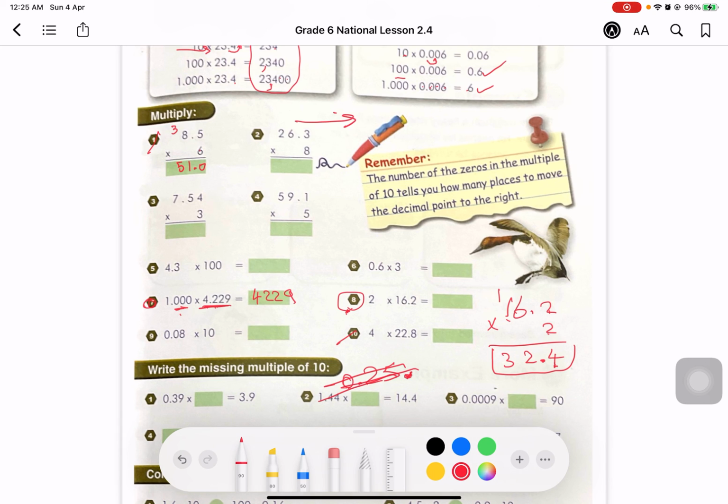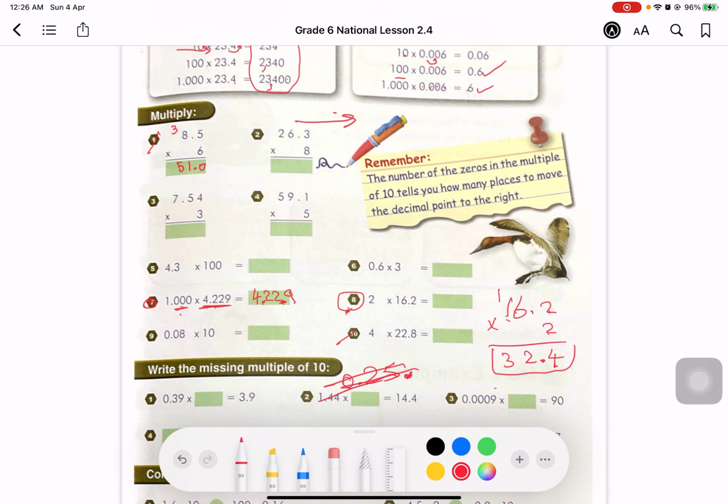1, 2, 3. So 1 by 4, your number will go down. This is number 1. Number 2, you are going to align your decimal after 3 digits, 1, 2, 3, and you put your decimal. So the answer is 4 and 229. 4 and 229 thousandths, because your number is 3 digits from the decimal.